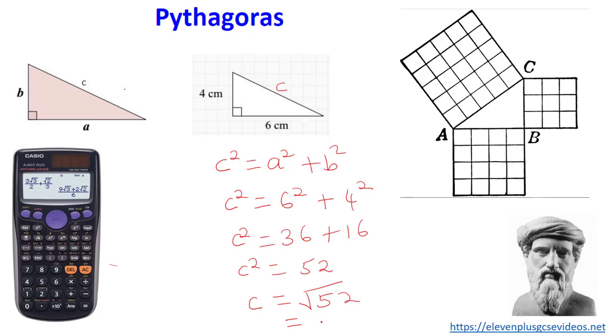Okay, so if you do that, you're going to find that your answer is 7.2 centimeters to 1 decimal place if you round it up. Okay, so that's how to do this kind of question.